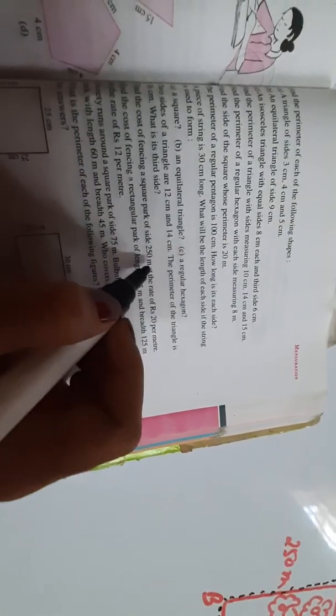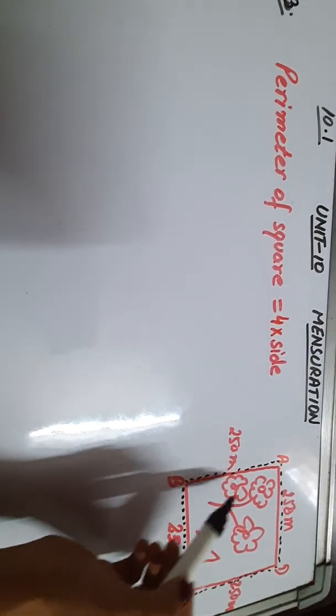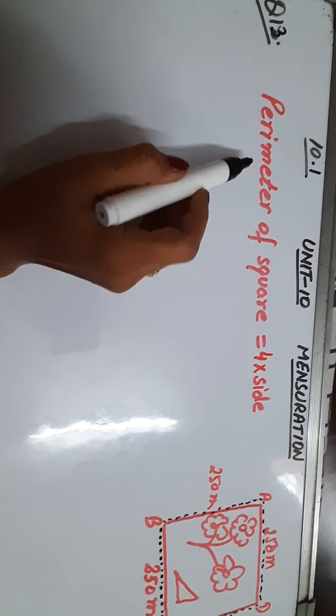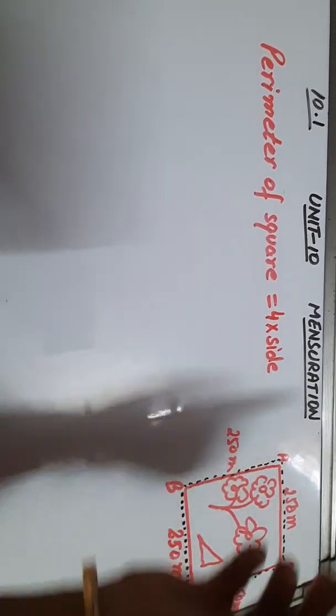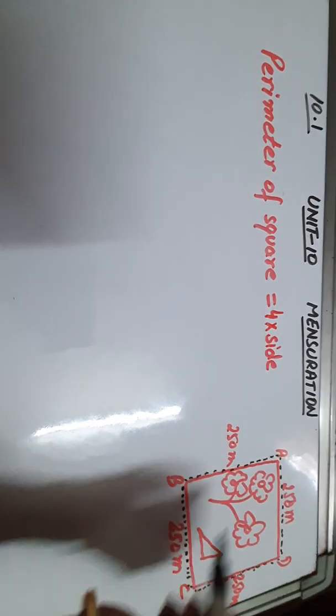So we need to find out the total cost of the wire required to fence this park, whose side is given to us, and the rate per meter of wire is given to us. Now because we know that we are using the wire at the perimeter, we will use the formula of perimeter of square, because all sides of a square are equal, and four sides are there, so the formula will become 4 into side.